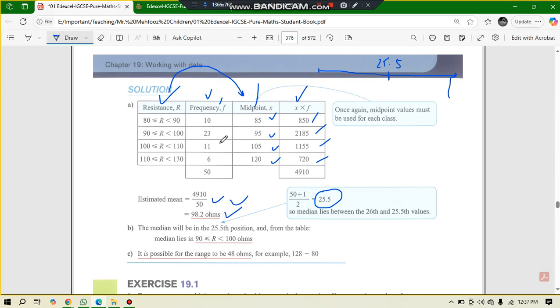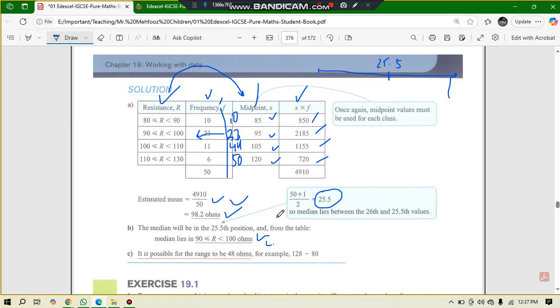from the table, where is 25.5? If we find the cumulative frequency, this will equal 10, this will equal 33, this will equal 44, and this will equal 50. And now you can see that this is 33, this is 10, so it means that the 25.5th term is in that class, right? So its median class is 90 to 100 ohms. Understand or not?